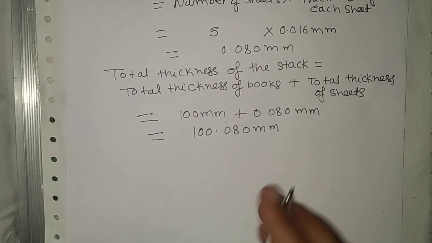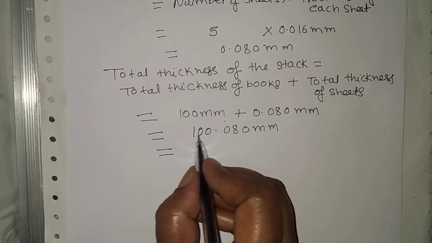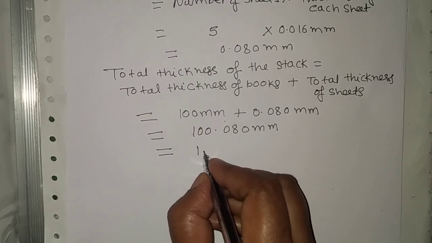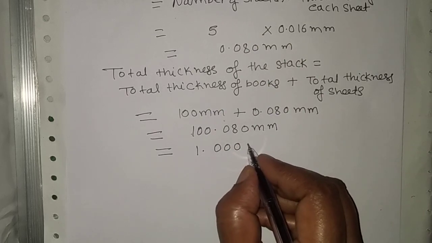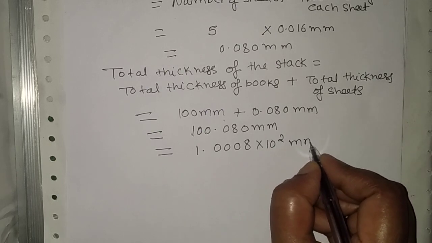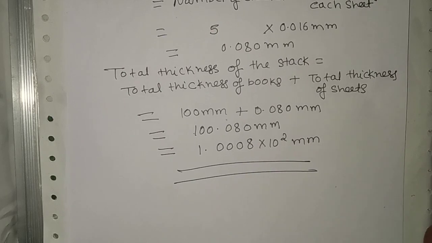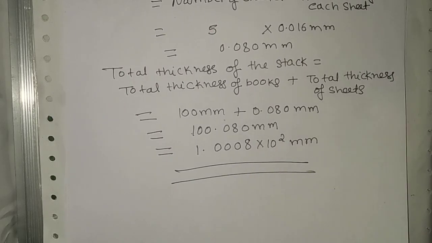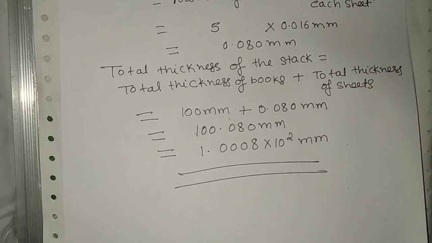We can write this in standard form. Shifting the decimal point two places, that is 1.0008 into 10 square mm. So this is the solution for the last, fourth problem of chapter 12, exercise 12.2. This completes the chapter exponents and powers.